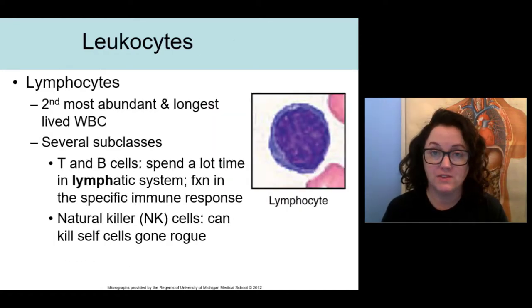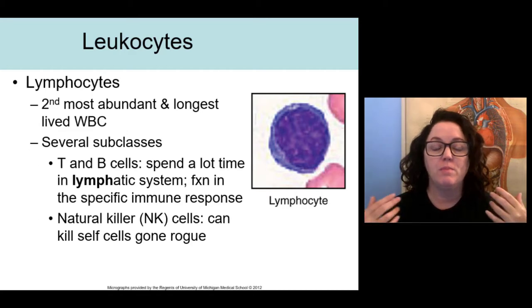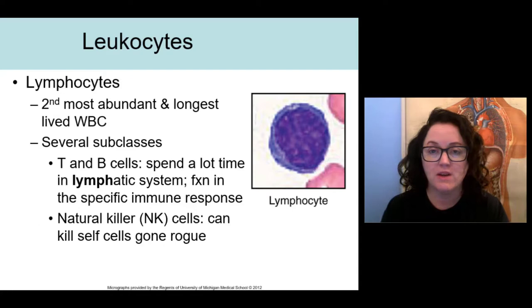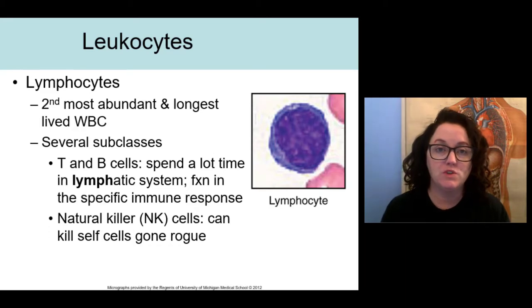Last up are the lymphocytes. Lymphocytes are the second most abundant white blood cell next to the neutrophils. And the job of lymphocytes is to take part in the specific immune response. So when we have a particular pathogen in our body, like a specific bacteria or virus, we mount a specific immune response to get rid of that particular pathogen. And the specific immune response is very efficient and effective.